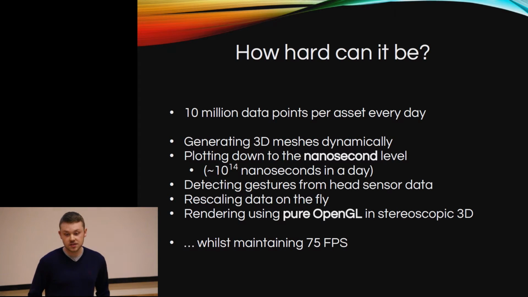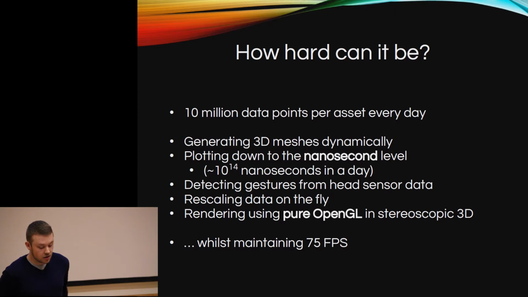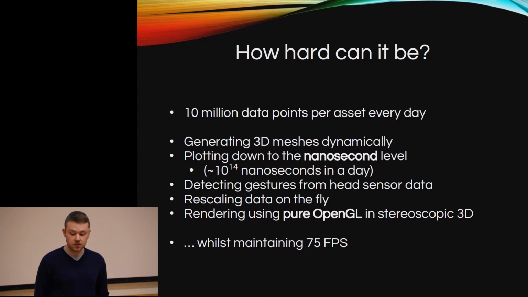In addition to that, we have to dynamically generate meshes on the fly. We have to be able to display the data to its full precision at the nanosecond level, as well as allowing you to zoom out and see the data over an entire day. And we had to use the Oculus Rift's rotation sensors to derive rotation data, and from that, detect gestures. In addition, we use efficient data structures to calculate the visible range of data to do the dynamic rescaling. And also, we're doing all of this in raw OpenGL on 2 lenses in full stereoscopic 3D, all at 75 frames per second.